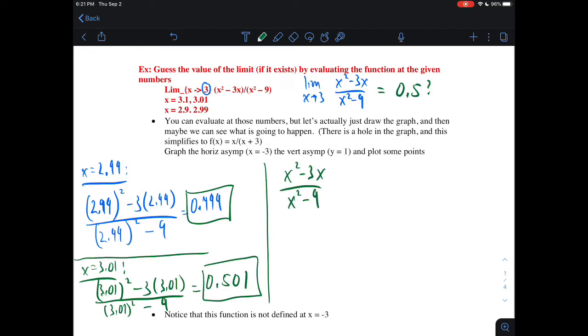The domain of this function doesn't allow x to be positive or negative 3, because that would make the denominator equal to 0. But instead of this turning into an asymptote at both of those, one of those points actually becomes a hole in the graph. And the reason why is because we can actually simplify this expression by factoring.